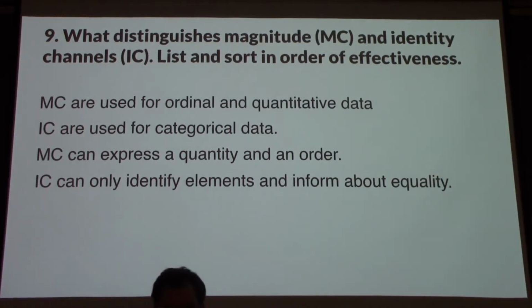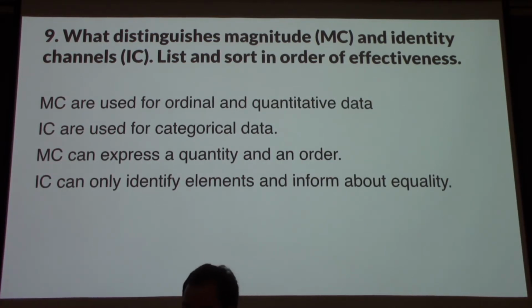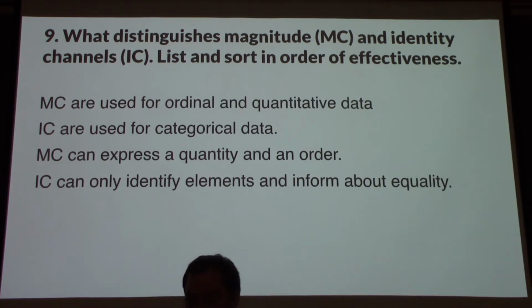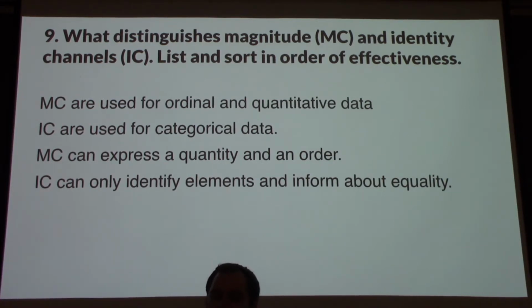So what distinguishes magnitude and identity channels? And then list them and sort them in order of effectiveness. So magnitude channels are used for ordinal and quantitative data. Identity channels are used for categorical data. Magnitude channels can express a quantity and an order, and identity channels can only identify elements and inform about equality.